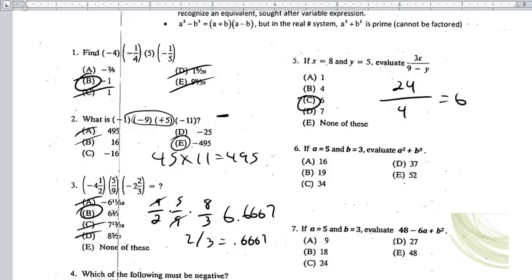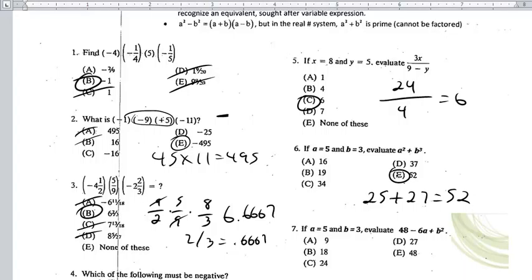Okay. Number 6. A squared plus B squared. So it's basically, again, I could write it 5 squared, and I could write 3 squared, or cubed, I'm sorry. Then why not just do it? 5 squared, 25. B cubed, so 3 cubed, 3 times 3 is 9 times 3 is 27. So my answer is 52.